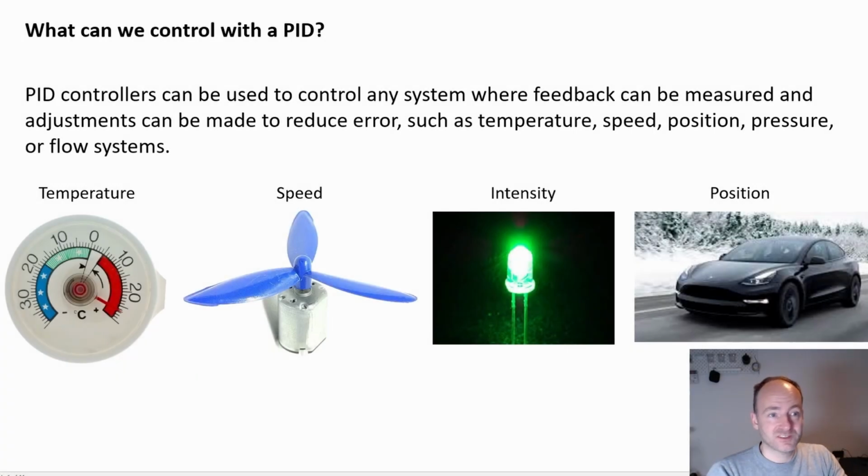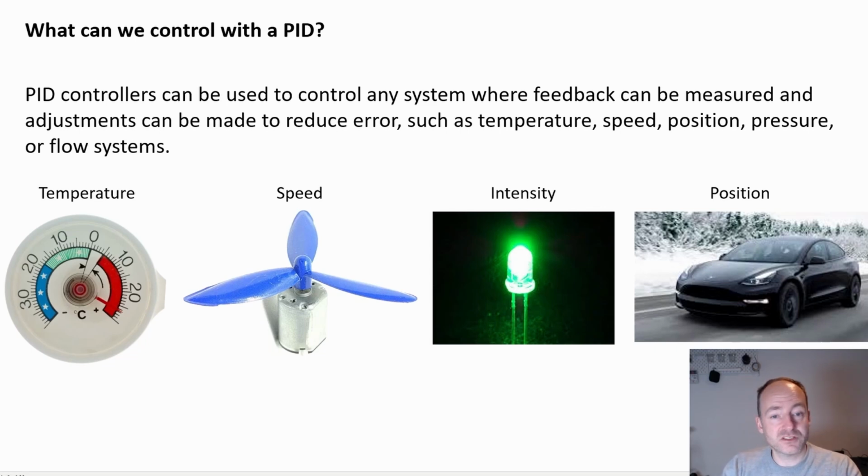Okay, so what is a PID? It stands for proportional, integral and differential control, but that's a bit of a mouthful. Basically, it's a control methodology that uses feedback to adjust the amount of actuation or drive to a system. So let's look at these examples on the screen.